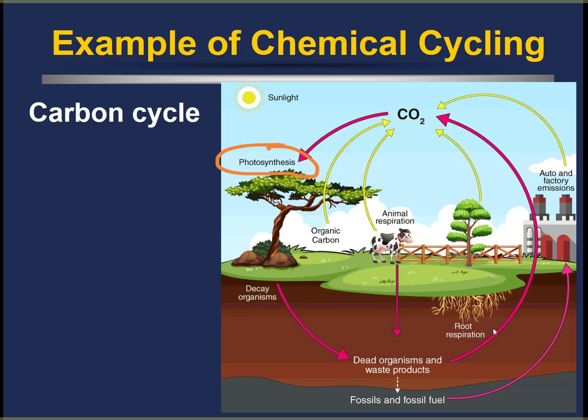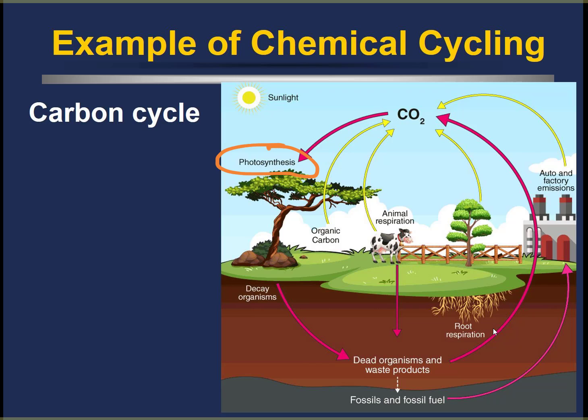How does the animal release the carbon? It can release the carbon through respiration. So through the animal breathing out, carbon dioxide is released, and that goes back into the atmosphere. Also, when the animal dies, it can release the carbon back into the soil.